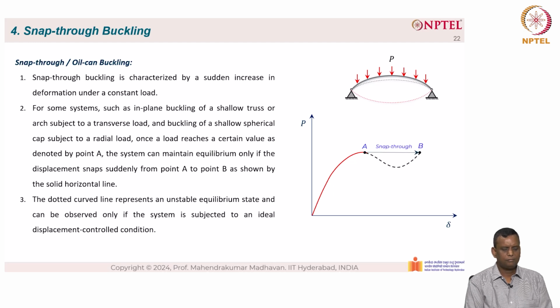The dotted curve line represents an unstable equilibrium state and can be observed only if the system is subjected to an ideal displacement controlled condition.